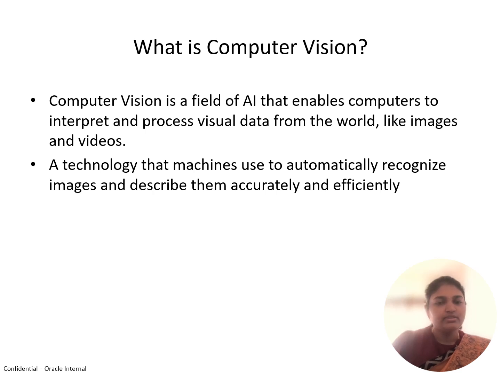Let us discuss the topic of computer vision and what the key tasks available are. First, let's take a look at what computer vision is. Computer vision is a field of AI that enables computers to interpret and process visual data from the world, like images and videos. It is a technology that machines use to automatically recognize images and describe them accurately and effectively.